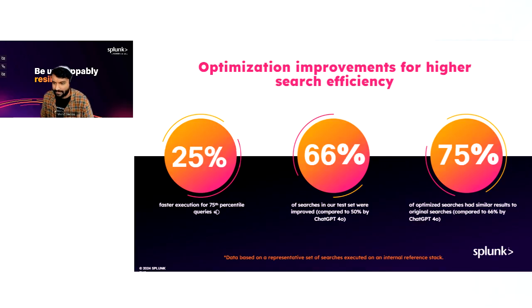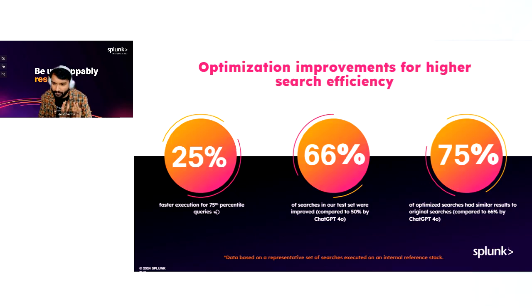So we do these rigorous offline evaluations. We created a large query set, 100 plus queries. We created a stack which was representative of a real customer stack, and we ran these queries. So we asked AI assistant, hey, take these 100 plus queries, optimize them for you, and then we ran the original search, and then we ran the optimized search, and we tried to compare, right?